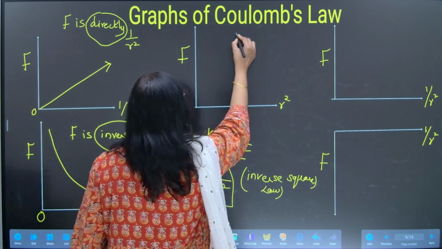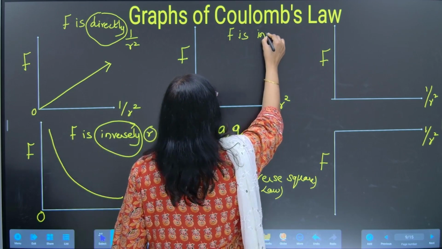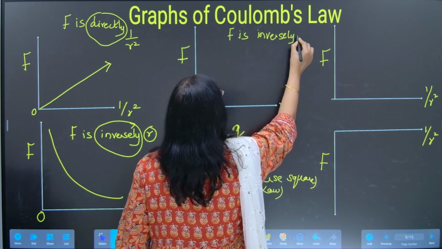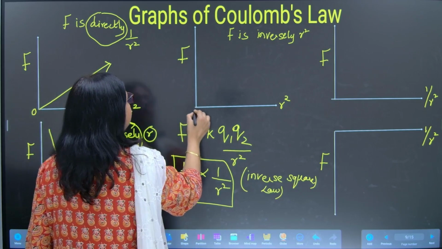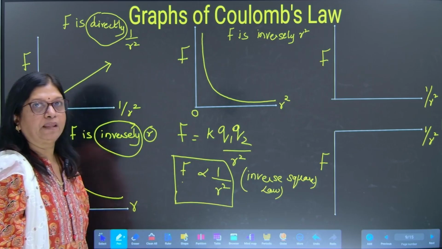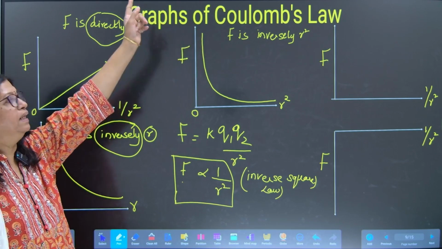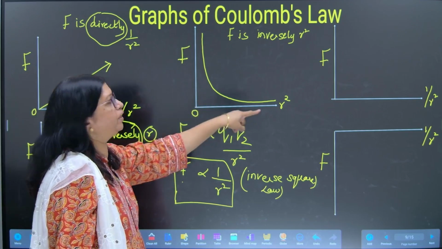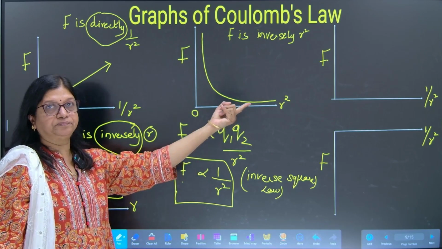Similarly, if I read the proportionality as F is inversely proportional to R square, again I will get a negative graph, but it is a deeper curve. What does this graph say? Force is inversely proportional to r square. It means that as the square of the distance between the charges increases, the force decreases inversely.